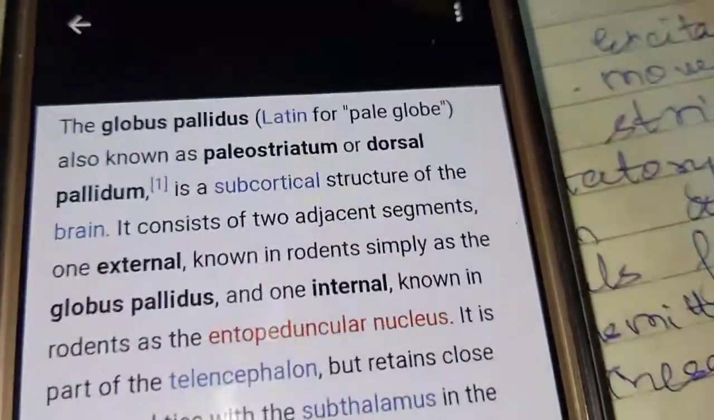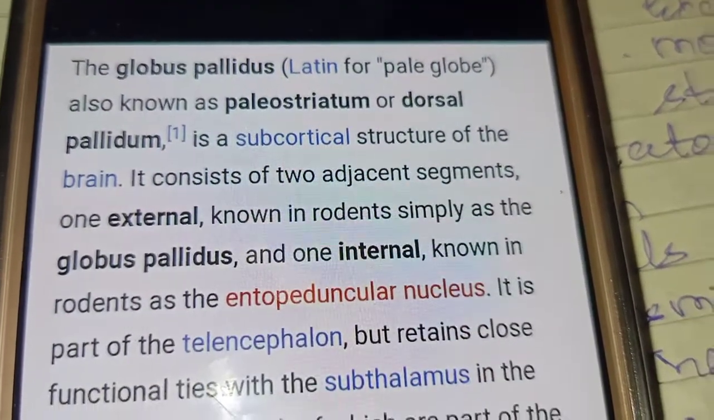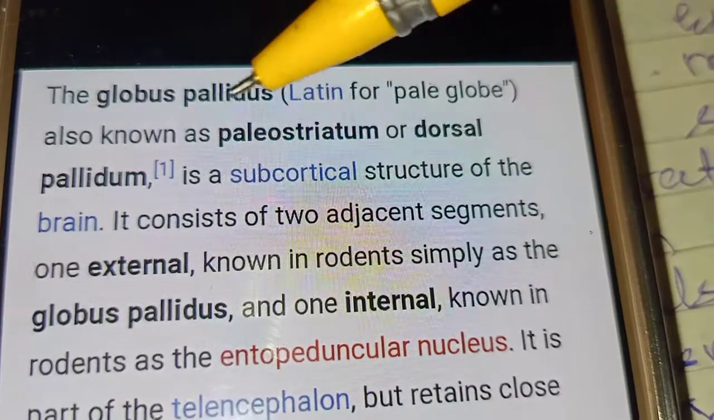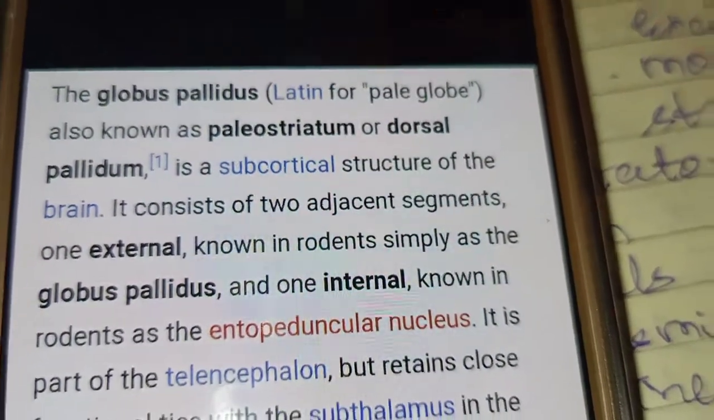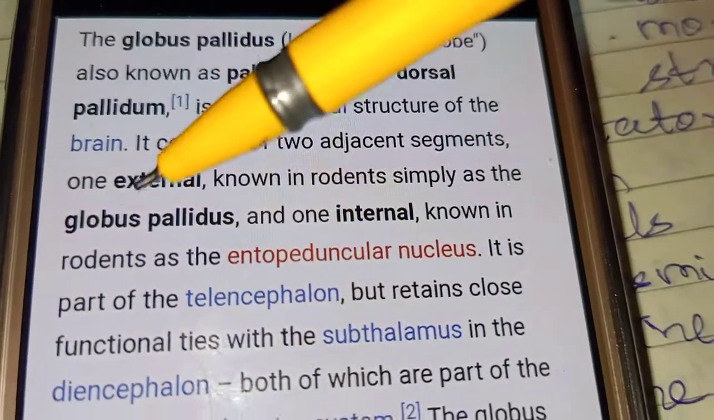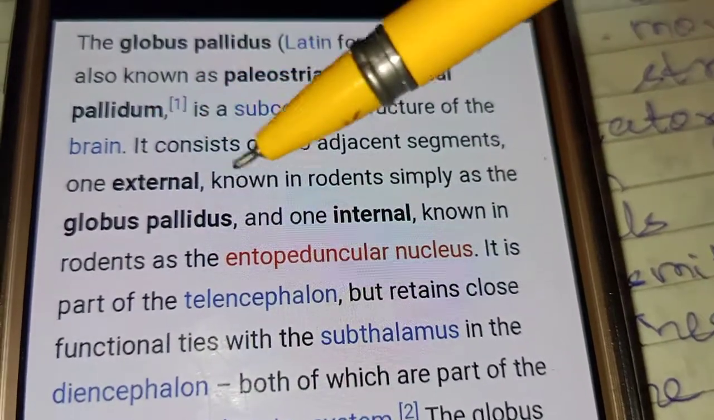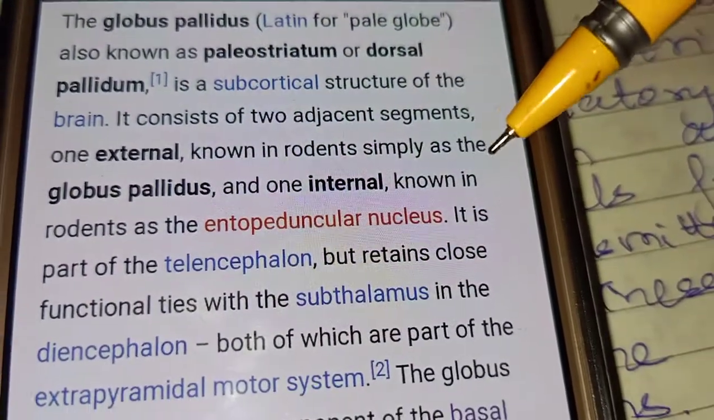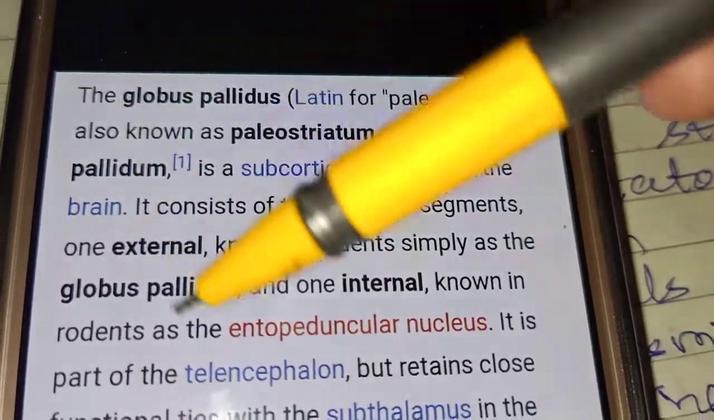Okay, now what is globus pallidus? It's Latin for pale globe, also known as paleostriatum or dorsal pallidum. It is a subcortical structure of the brain. It consists of two adjacent segments, one external, known in rodents simply as globus pallidus, and one internal, known in rodents as the entopeduncular nucleus.